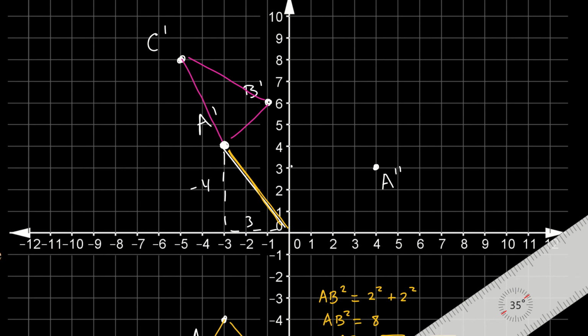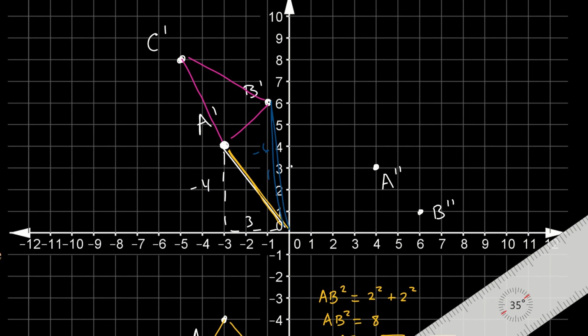Let's see if I can do that with the B. So the B, let's pick this blue color. If I draw the line down to here, this has a slope of, what is it, down 6, -6 over 1. That means I'm going to go up 1 and I'm going to go over 6. So up 1 over 6. This should be the location of B double prime.